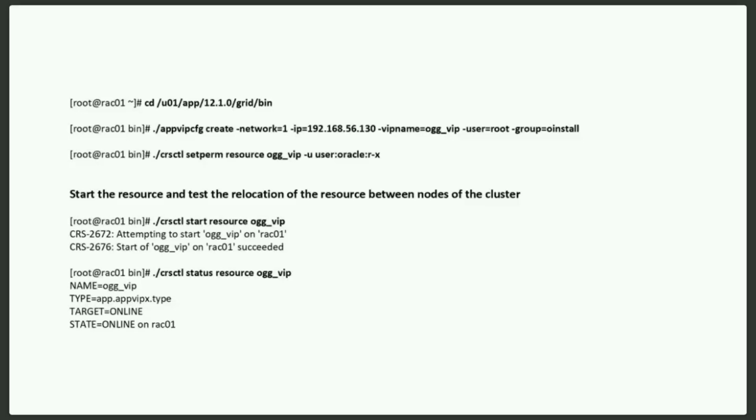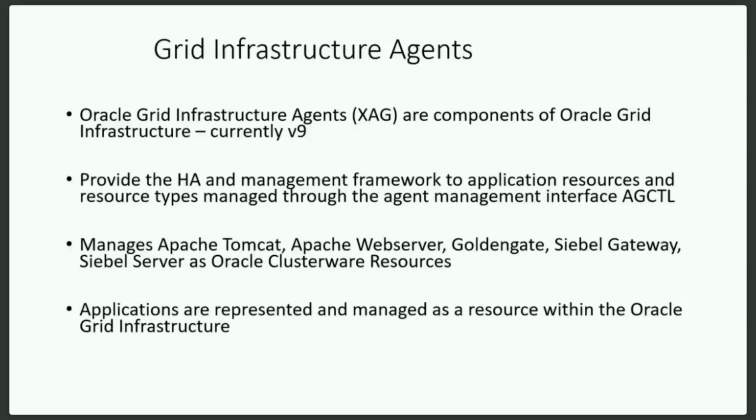I can test that by relocating the resource. I want to ensure that the VIP I create can be failed over manually without any errors, because I want this to happen automatically. So I'm just checking whether the failover happens manually for the application VIP. I start the resource initially on rac0. When I run the crsctl status command, I can see it's running there. I can then do a failover to another node.